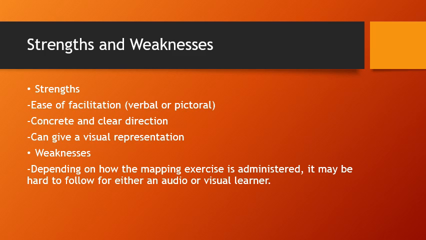Like with many other systems and processes, there are both strengths and weaknesses that can be found with open systems mapping. Some strengths that open systems mapping has are its ease of facilitation, as the system can be utilized both verbally and visually. Additionally, mapping the system as it is and then mapping where people want the organization to be in the future may be a way to make these visions more concrete, which can give a better visual representation.